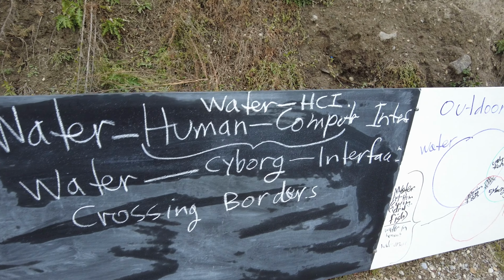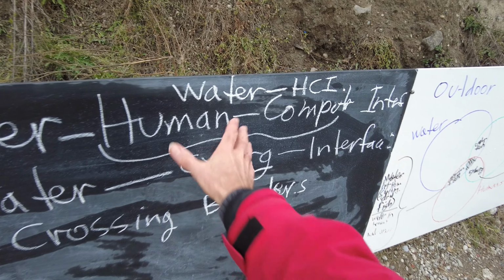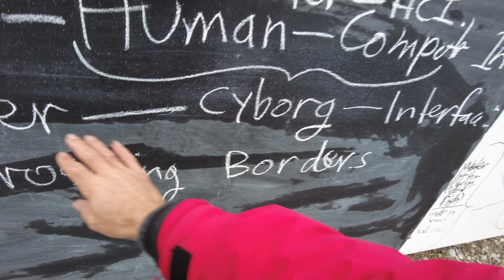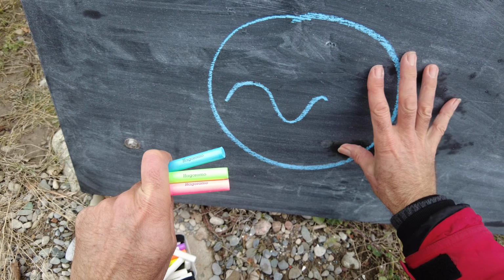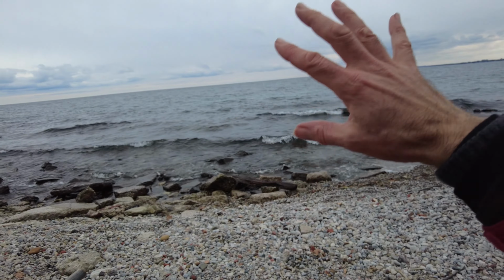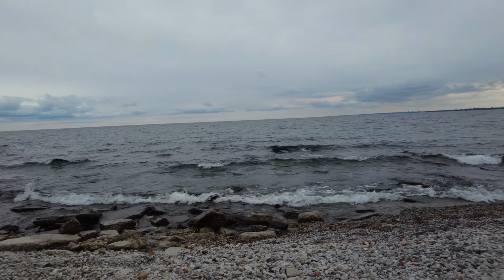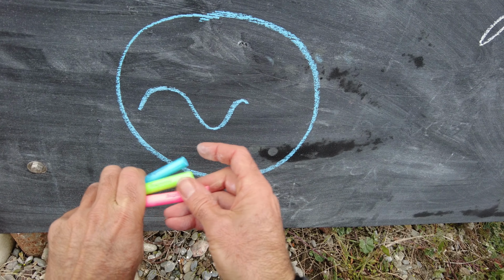So today I'm talking about water HCI, water human computer interfaces, or since human and computer together is cyborg, water cyborg interfaces. Let water be represented by the blue, the water all around us and the sky, the blue yonder, the blue sky, the blue water. We'll call that the environment, that's what surrounds us.